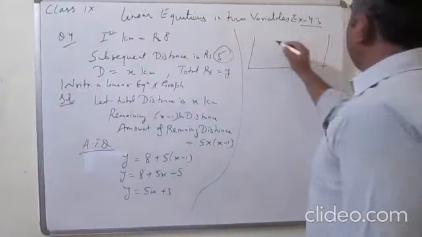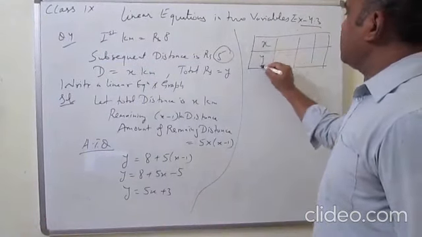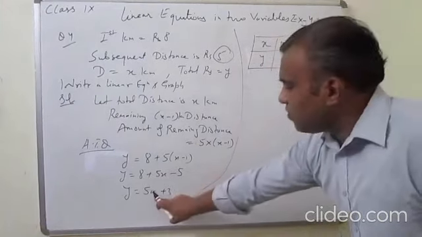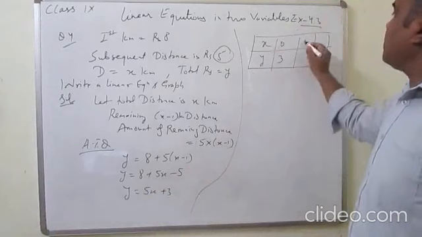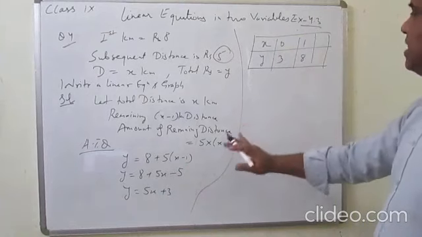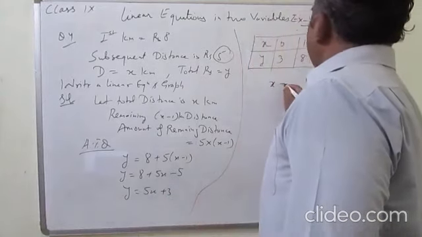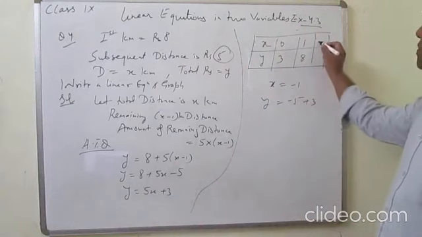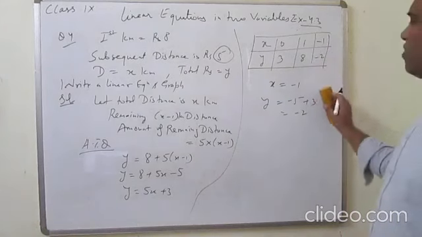Now I will make a table for this, at least 3 points I will take. This is x, this is y. Now if I put x is equal to 0, then y will be 3. If I put x is equal to 1, y is equal to 8. If I put x is equal to 2, y is equal to... let us take x is equal to minus 1. If I put x is equal to minus 1, then y is equal to minus 5 plus 3, which is minus 2. So plot a graph of this.